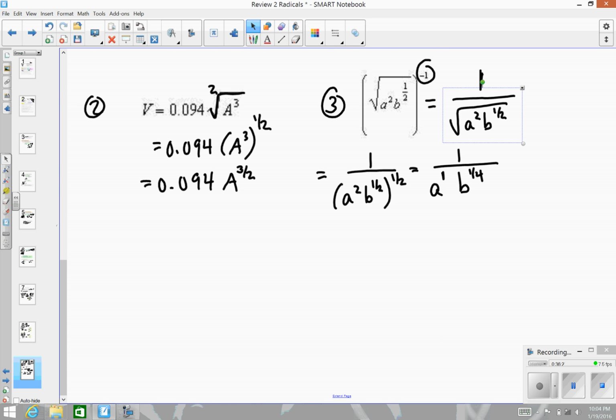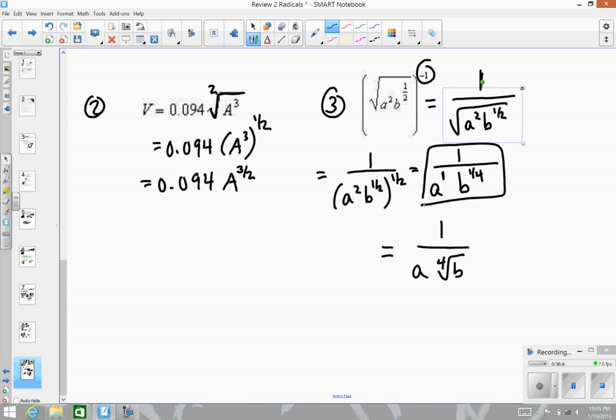Or, don't forget, this 1/4 power is the same thing as fourth root, so you also might see it as 1 over a times the fourth root of b. Both of these are possibilities for how that might be expressed.